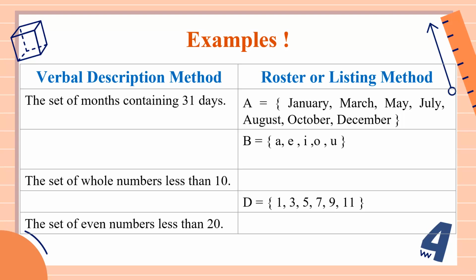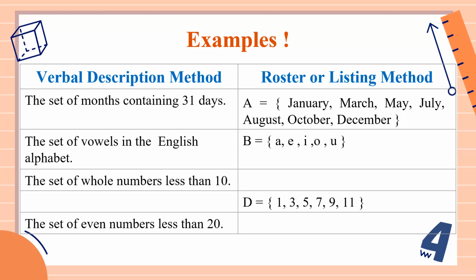Example number 2, we are given the roster or listing method, set B: A, E, I, O, U. How will you write this one, class, in verbal description method? That's correct. That would be the set of vowels in the English alphabet. So that's the answer for verbal description method.